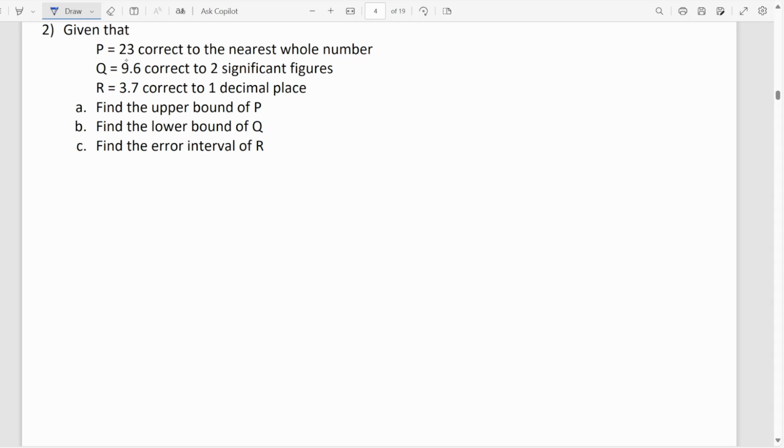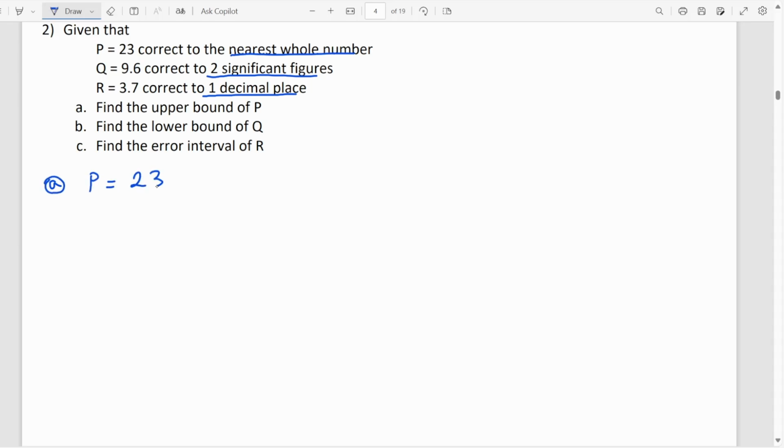Given that p is equal to 23, correct to the nearest whole number, and q is 9.6, correct to two significant figures, and r is 3.7, correct to one decimal place, find the upper bound of p. Okay, so let's find the upper bound of p. So I'm going to write p down. So p is equal to 23.